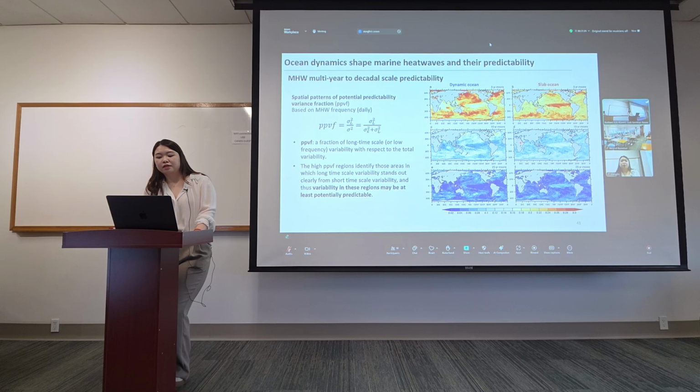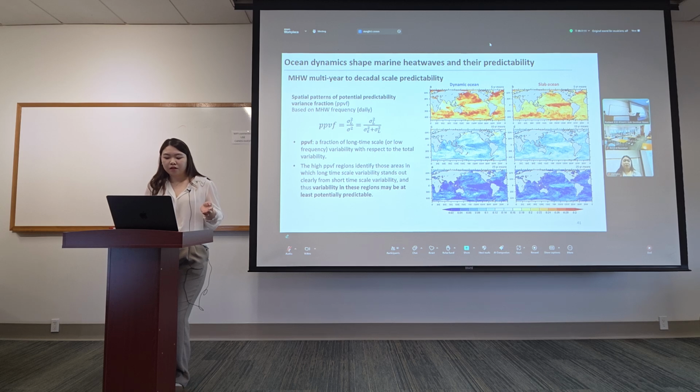Our results show that in the dynamic ocean, regions like the North Atlantic, Southern Ocean, and Western North Pacific show larger potential predictability, while in the slab ocean we have higher potential predictability in the equatorial Pacific. But the PPVF can only tell us where the potential high predictability happens. The next step is to ask how long we can potentially predict marine heat waves in these regions, and what processes give rise to the predictability skill.